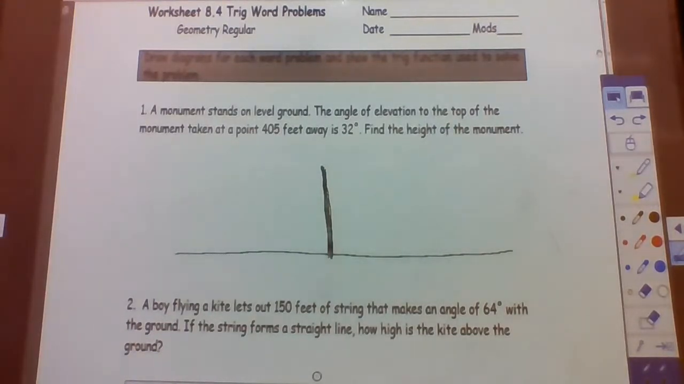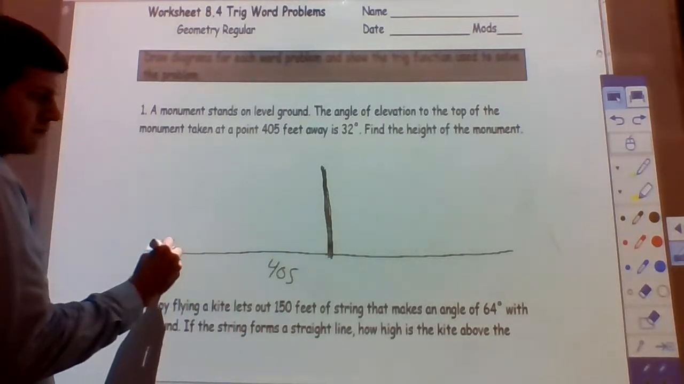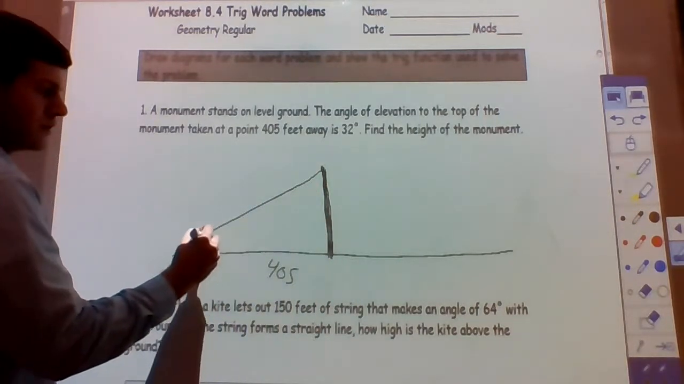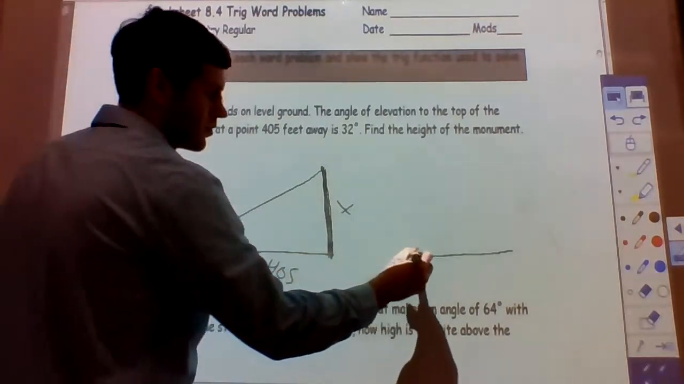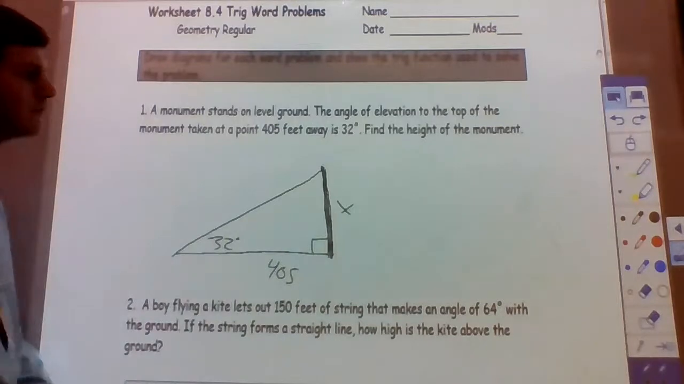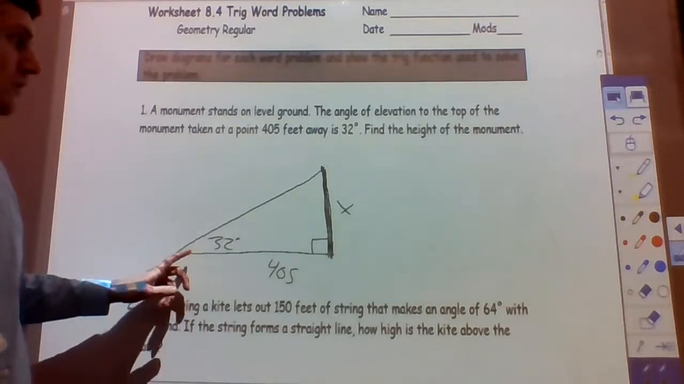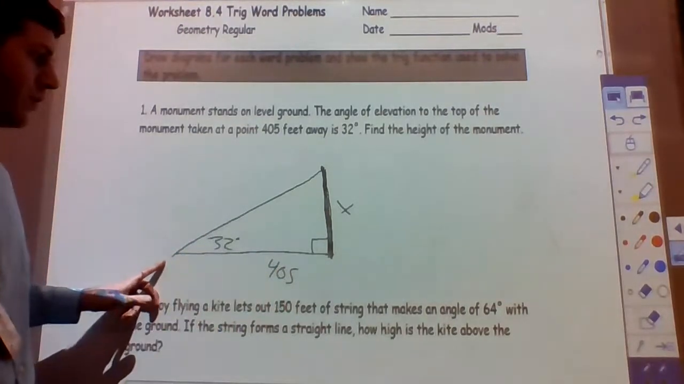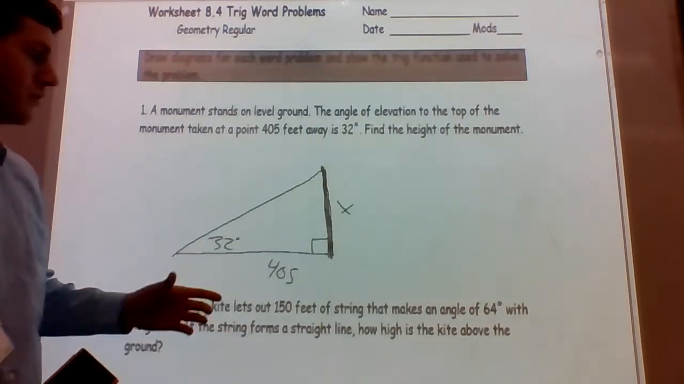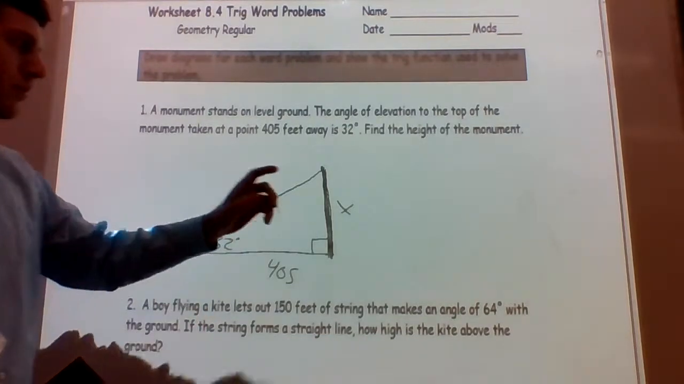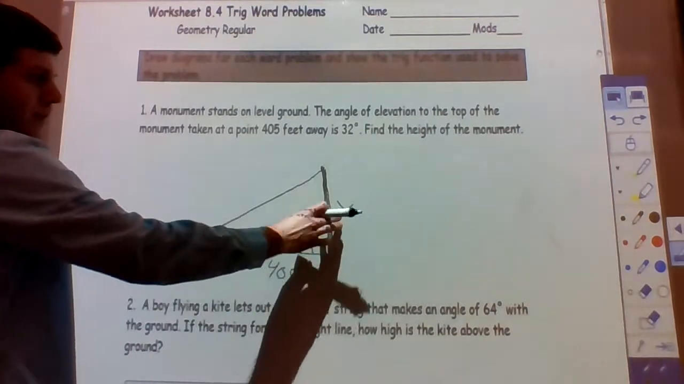The angle of elevation to the top of the monument taken at a point 405 feet away. So 405 feet away, the angle of elevation is 32 degrees. Find the height of the monument. So here's our right triangle. Okay, this is the right angle. So here's our monument, 405 feet away, a 32 degree angle of elevation. Okay, we have to find the height of the monument. We'll make that x. So we have the angle and we have the base of the triangle. We're trying to find the height.